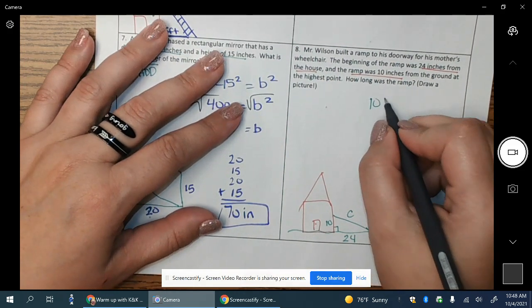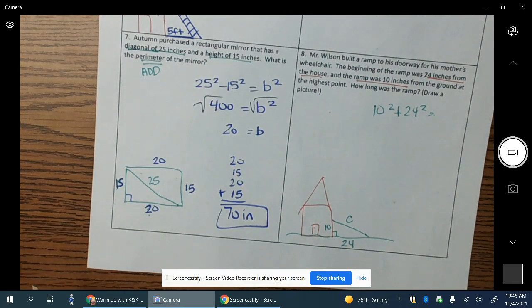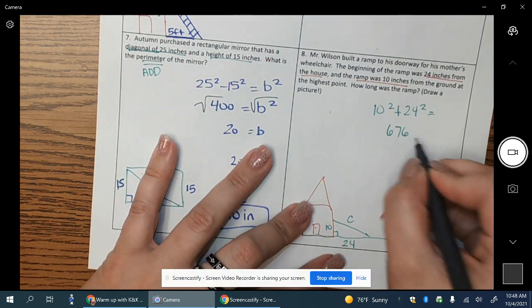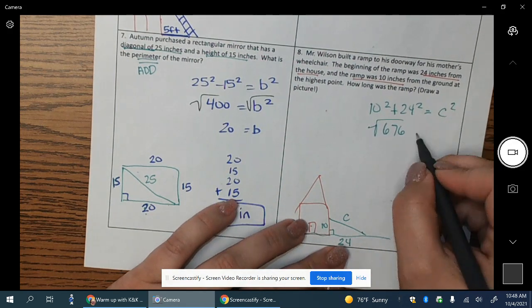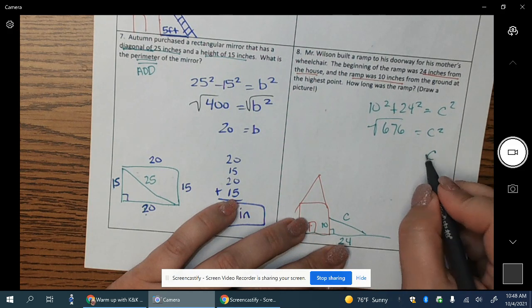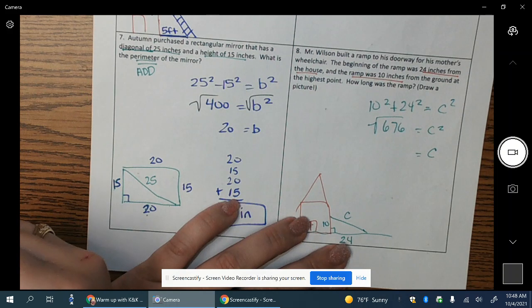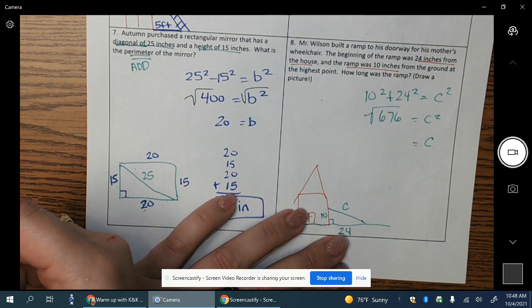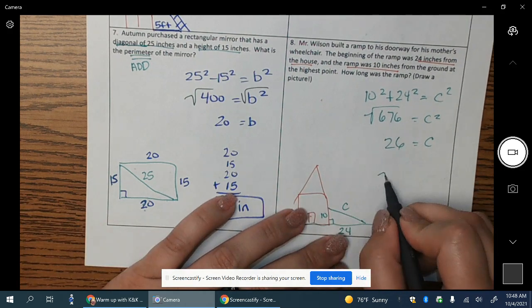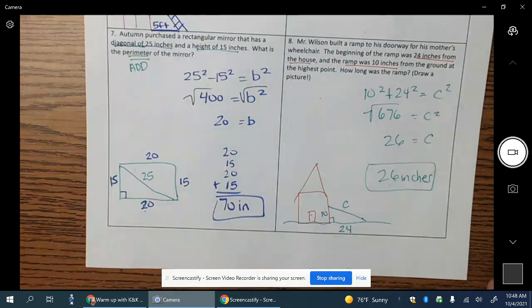So how do I solve this? A squared plus b squared equals c squared. Good. What is 10 squared plus 24 squared? 676. What do I do next? Square root. So what is C? Guys, nobody knows how to put that in the calculator? 26. Good. 26 what? Inches. 26 inches.